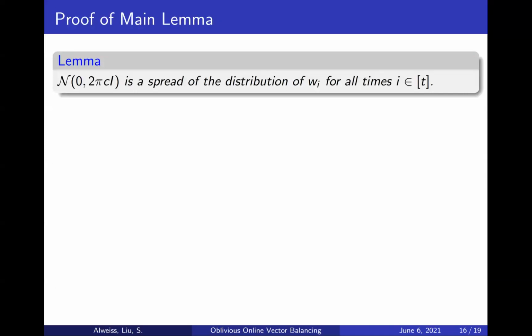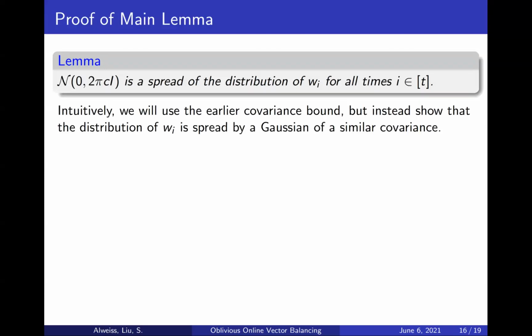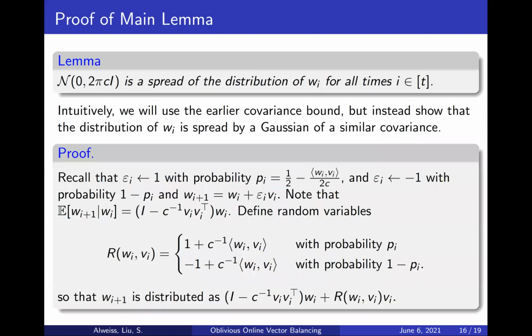most of the details. So what I'm going to prove is that N(0, 2πC_i) is the spread of the distribution w_i at all times. So intuitively, this is sort of replacing the earlier covariance bound with being spread by a Gaussian, which is a much, much stronger bound. So recall that epsilon_i is 1 with probability 1/2 minus w_i v_i over 2c and minus 1 with probability 1 minus p_i.